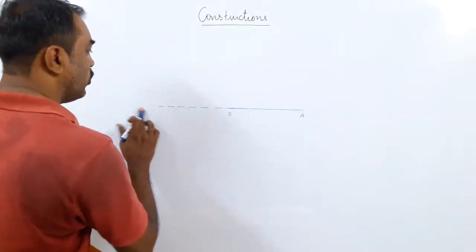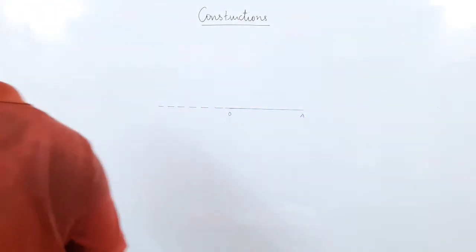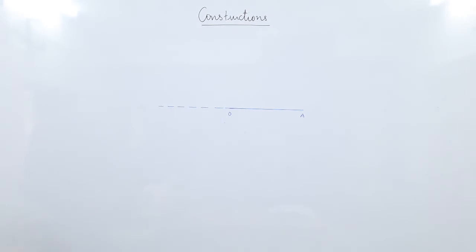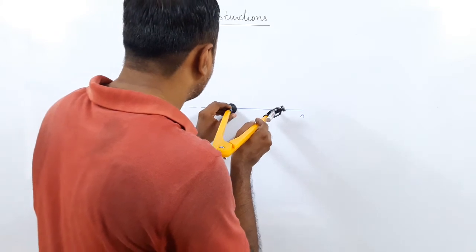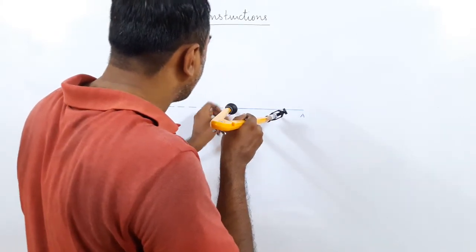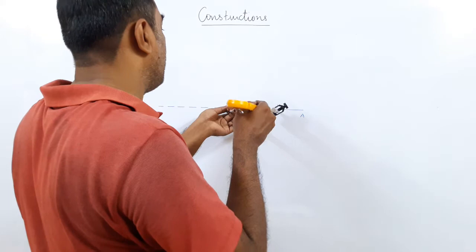Now I will tell you why I did this line on the opposite side. We will see why we have done the line on the opposite side. Now first check this out. If I place this exactly at the center, say I got at the center, and let me draw an arc.